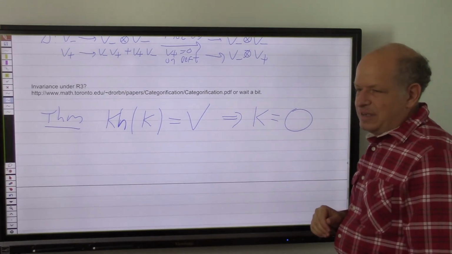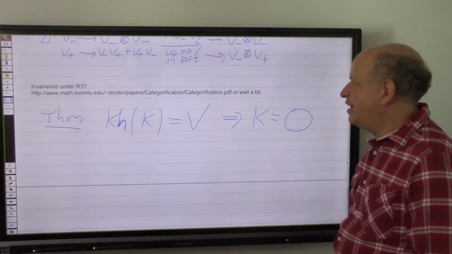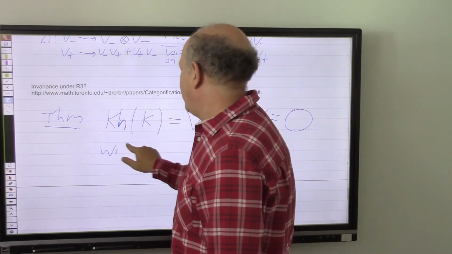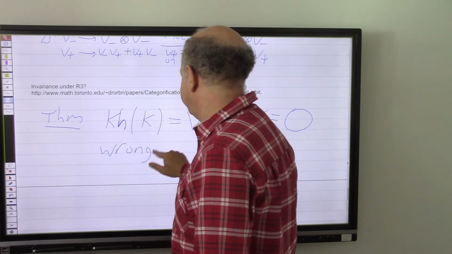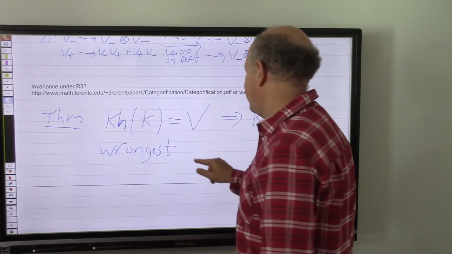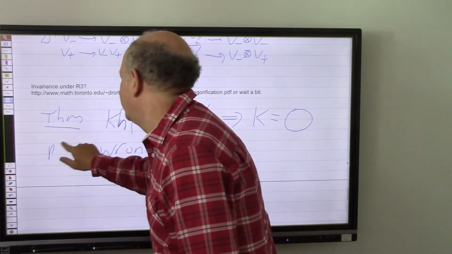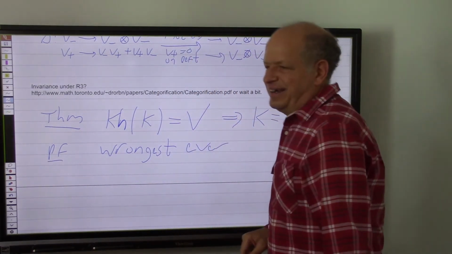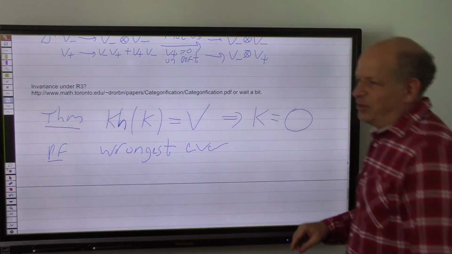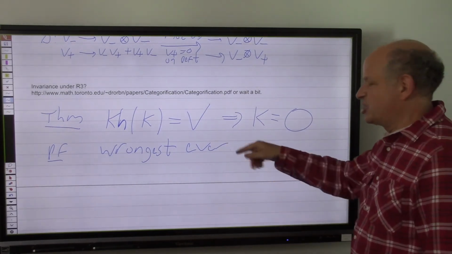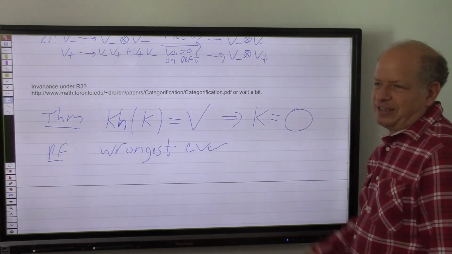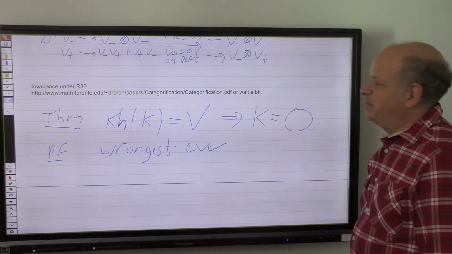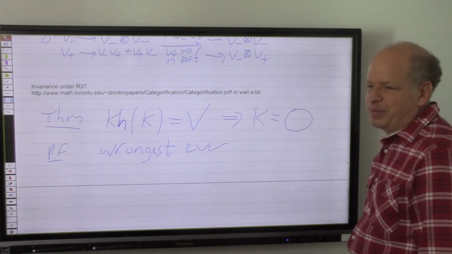Okay? And I'm out of time, so I don't have time to tell you why this is the wrongest. The theorem has a proof, but the proof is the wrongest ever, and so you have a significant challenge to make it right. And that's the promised open problem from the beginning.